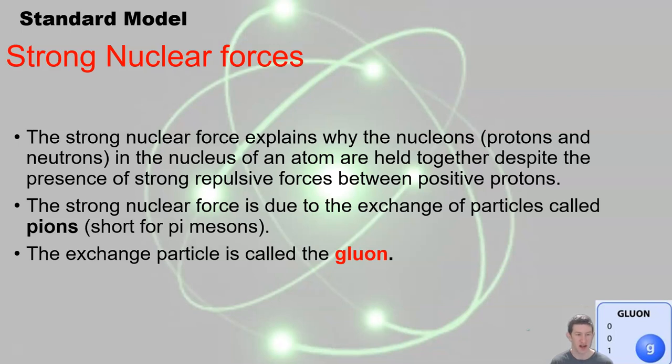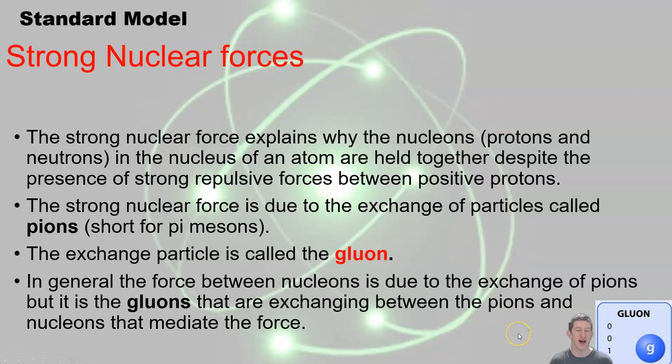This exchange particle is the gluon. So this is where it gets a little bit confusing. We're exchanging particles called pions, but the exchange particle itself is a gluon. So really we just talk about gluons as the exchange particle.